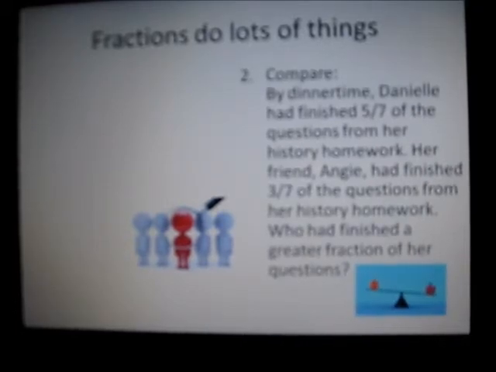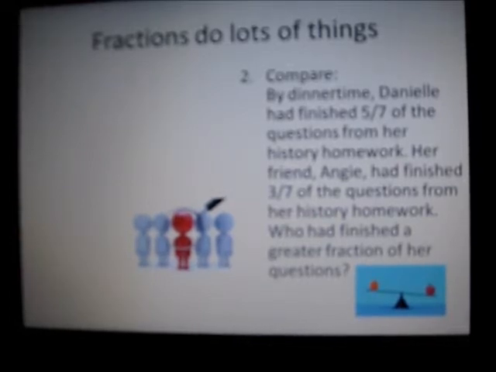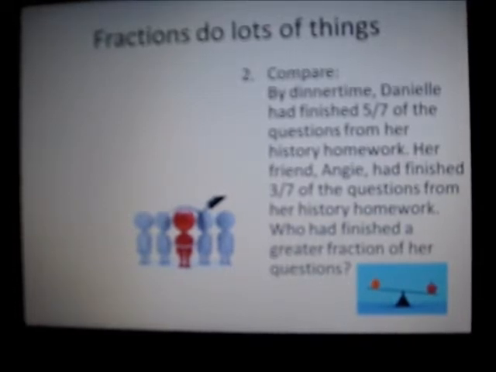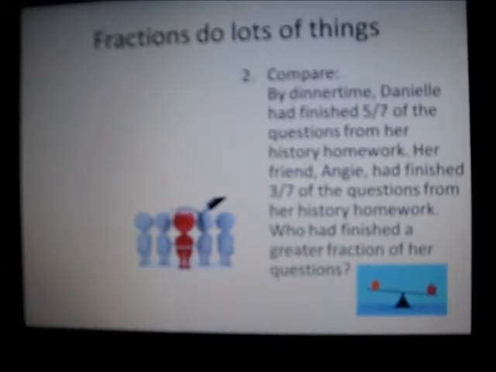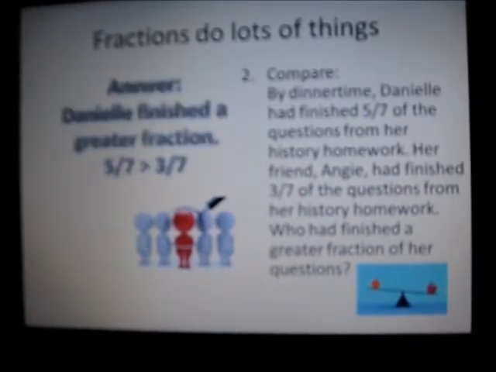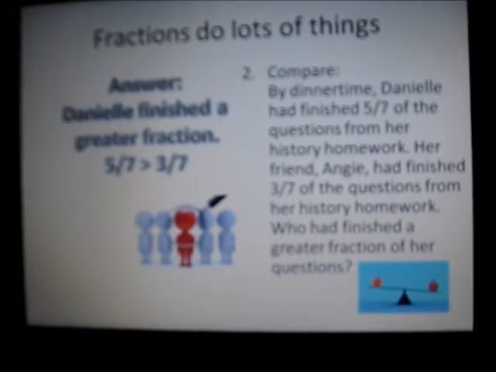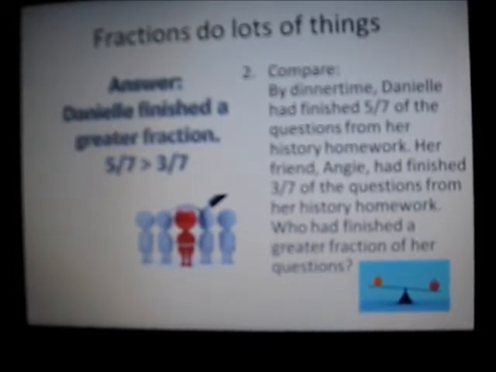Number 2. Compare. By dinner time, Danielle had finished 5/7 of her questions from her history homework. Her friend Angie had finished 3/7 of the questions from her history homework. Who had finished the greater fraction of her questions? Danielle finished a greater fraction. 5/7 is greater than 3/7.